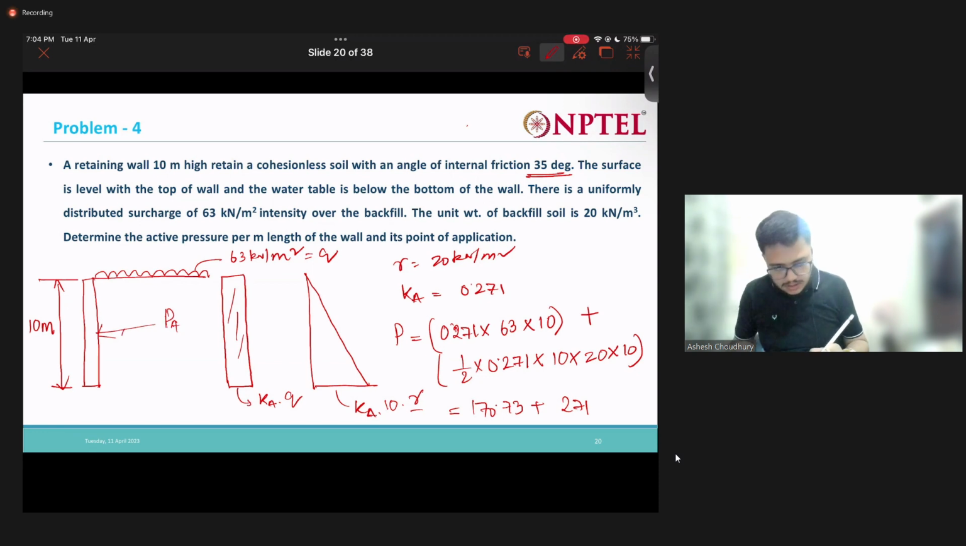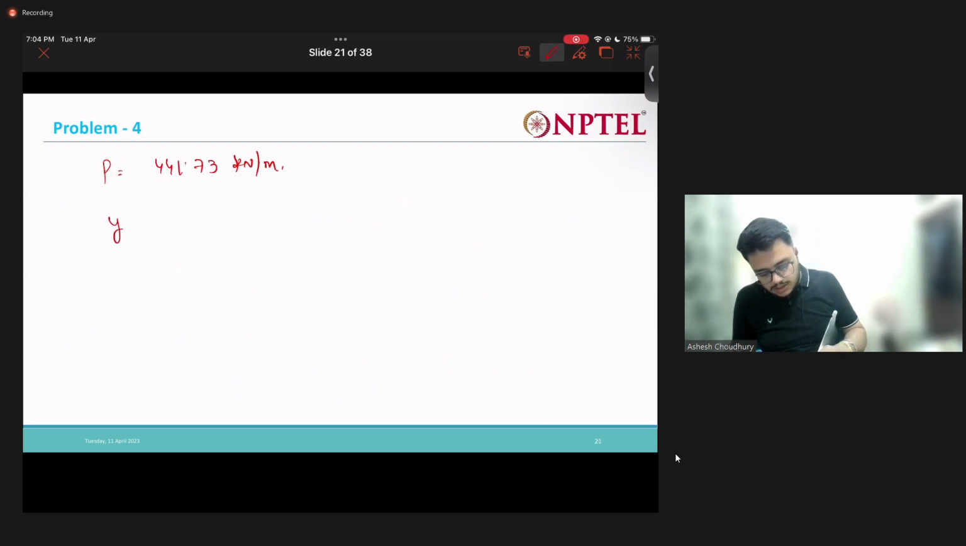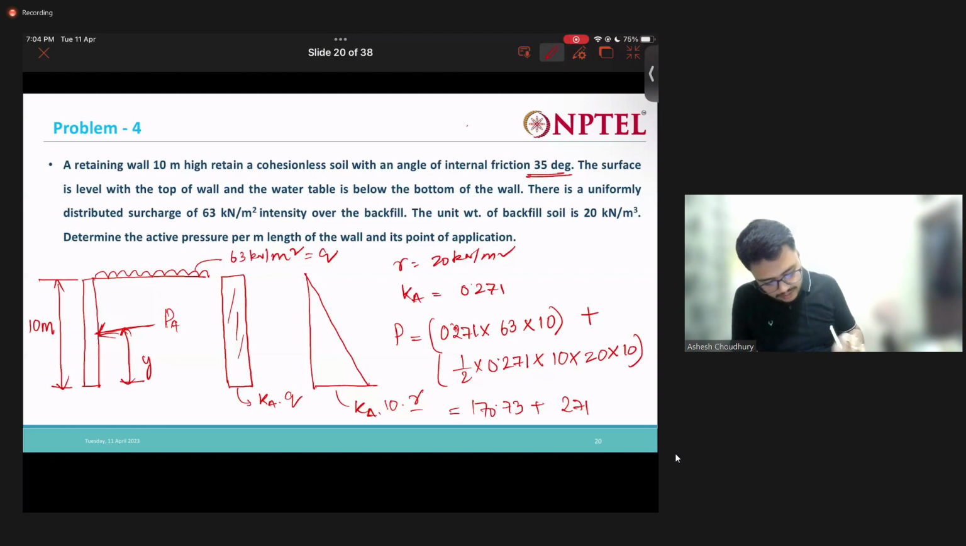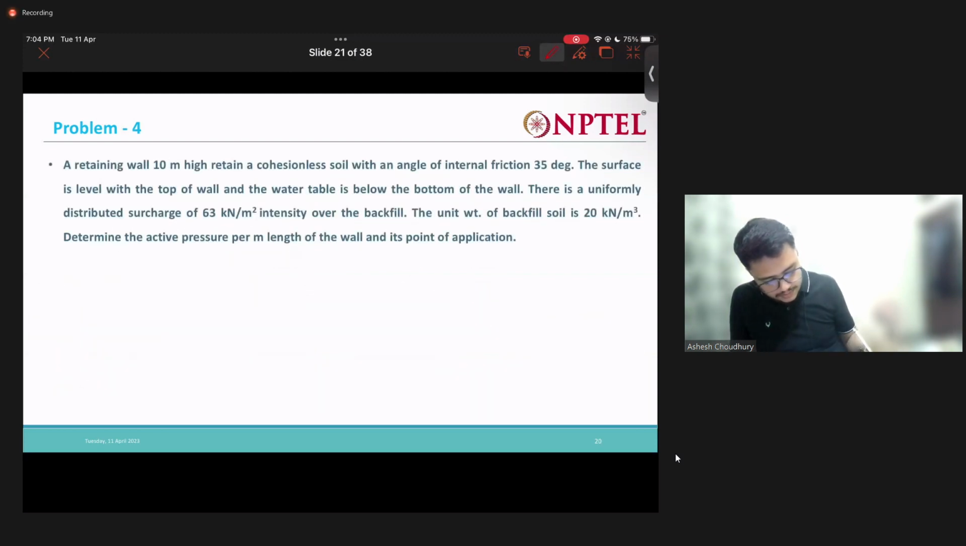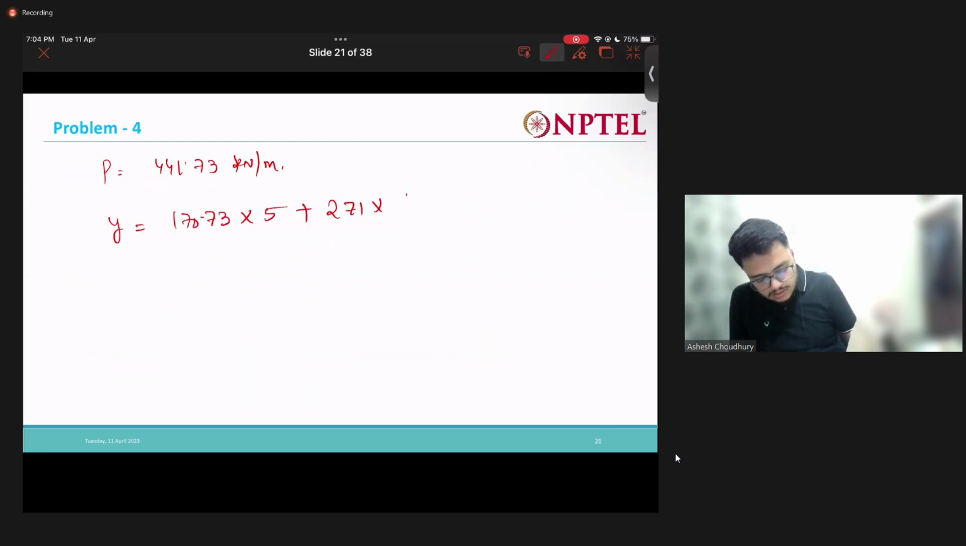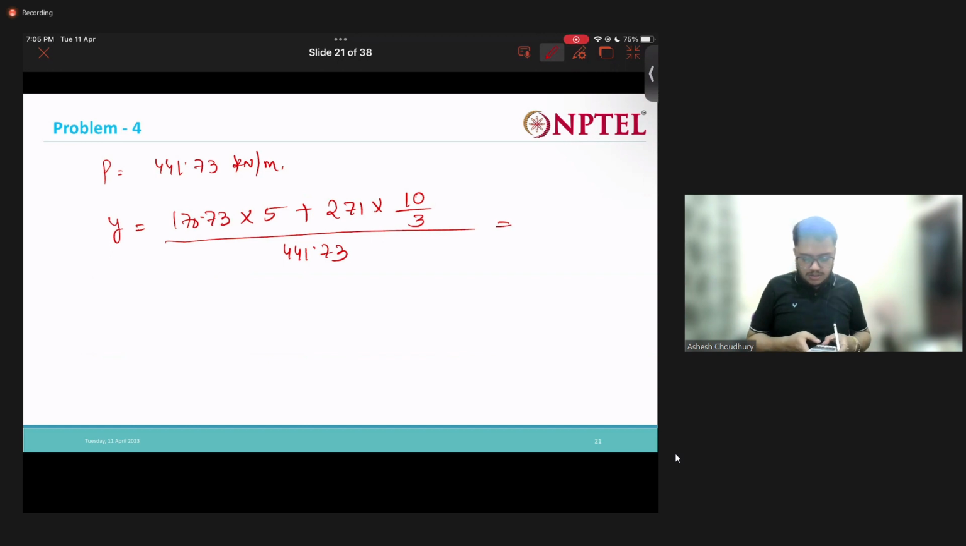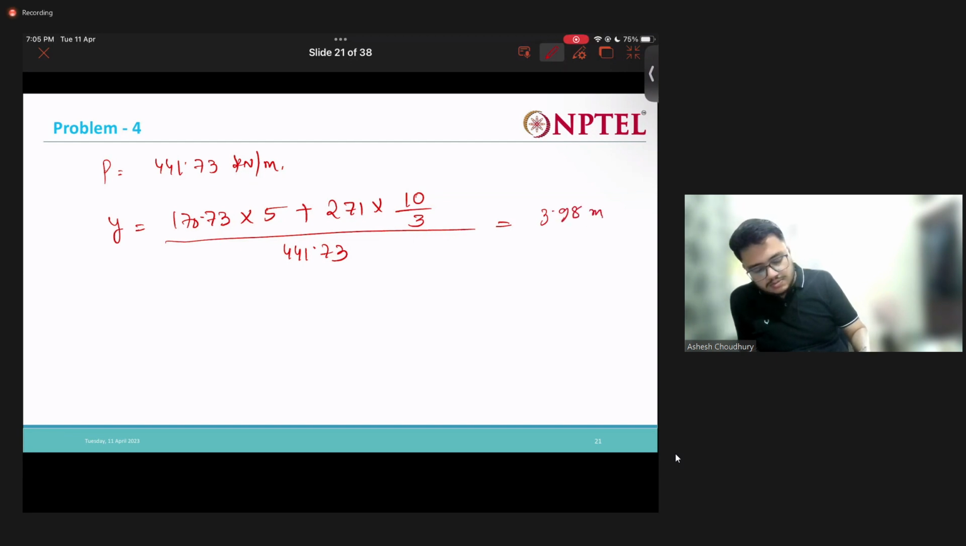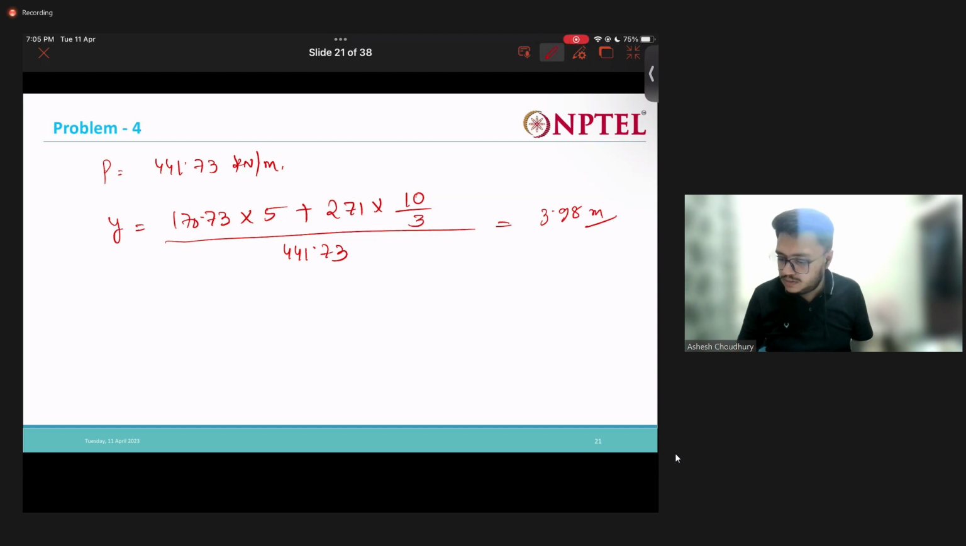Now for the point of action of PA, y is equal to 170.73 into 5, plus 271 into 10 by 3, divided by the total. This will be 3.97 meter. Okay, 3.96.